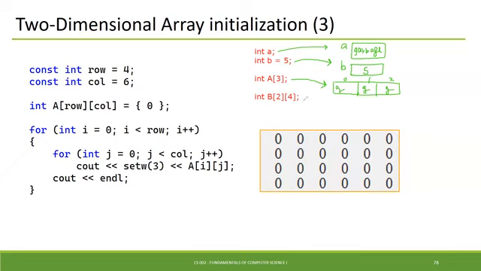Okay, and this is the same. This will create 8 spaces, right? 2 rows and 4 columns, so total 8 data spaces. This is 0, 1. This is 0, 1, 2, 3, right? And all 8 spaces will be filled with garbage values. That's why initialization is very important.